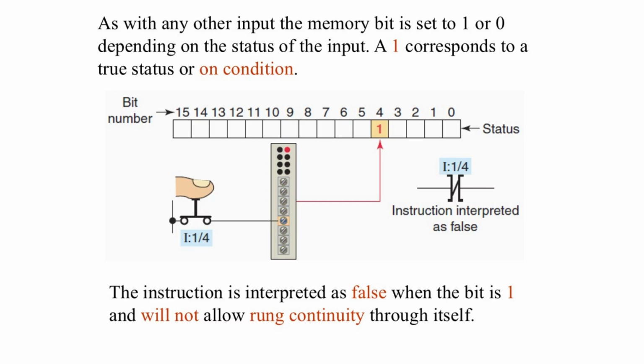Because the bit equals 1, the XIO instruction interprets this condition as false. As a result, the logical path through the rung is open, and current does not flow. This behavior mimics the operation of a normally closed contact that opens when the associated device is energized.